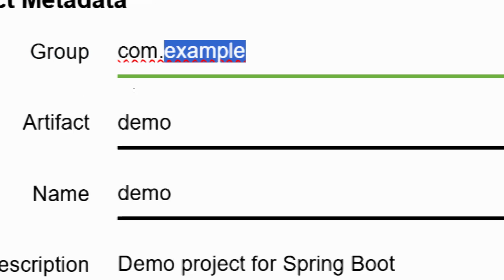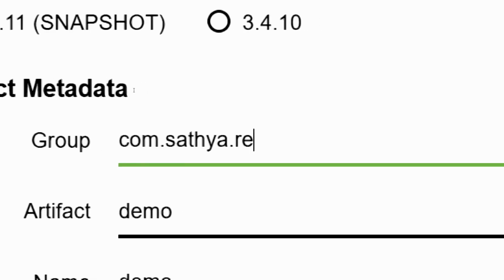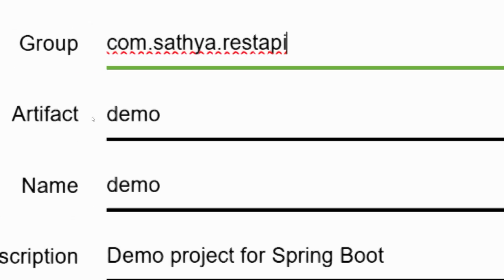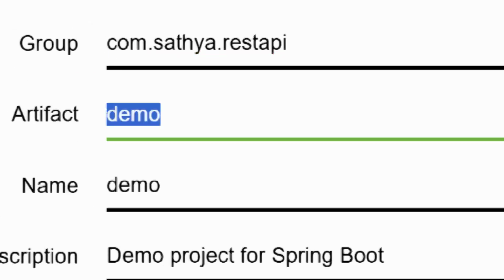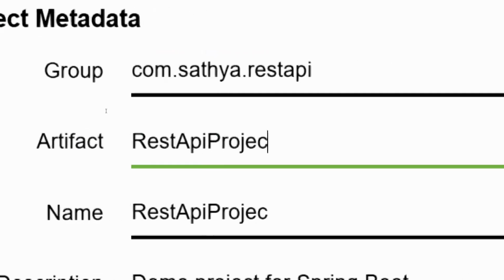Group ID is nothing but the package name. You can give the package name like com.satya.what, com.satya.REST API. Artifact ID is nothing but the project name. This is like the REST API project. You can give the REST API project name.